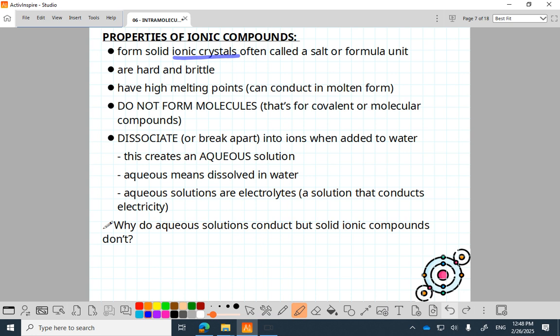They are very hard and brittle because of the plus-minus directionality in their bonds. They have high melting points. They do not form molecules. And what this means, the transferring electrons not giving the electrons back, is called dissociation. The ions are present when an ionic compound dissolves in water. This creates what we call an aqueous solution.